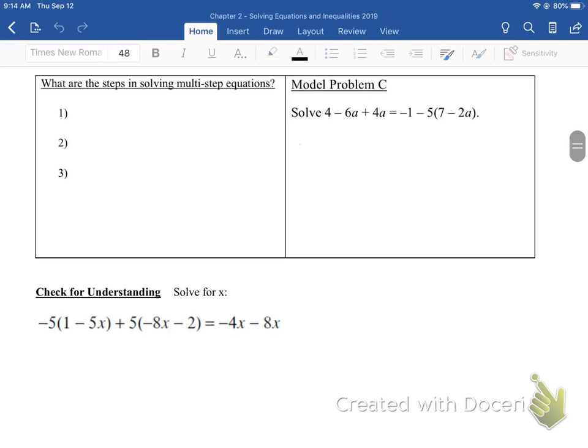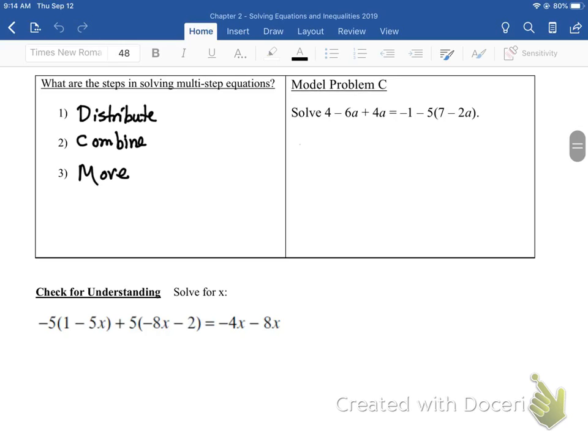Okay, so model problem C is what I would consider grade level. So now we're going to talk about the 3 steps in solving multiple equations. And I abbreviate this technique as DCM. DCM stands for distribute, combine, move. Okay, because that's the order you're going to want to do the steps in.